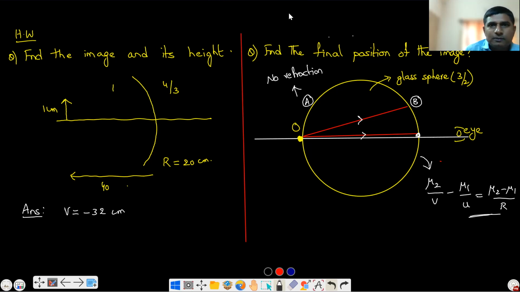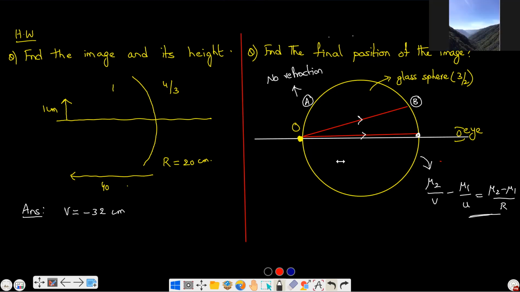It is such a simple problem. Why has nobody done it? Is there any difficulty in this problem? You just have to know mu1, mu2, u, v, r, and then calculate v. That's all. And the magnification formula also I gave you. Why are you not doing the homework which I gave in the class?